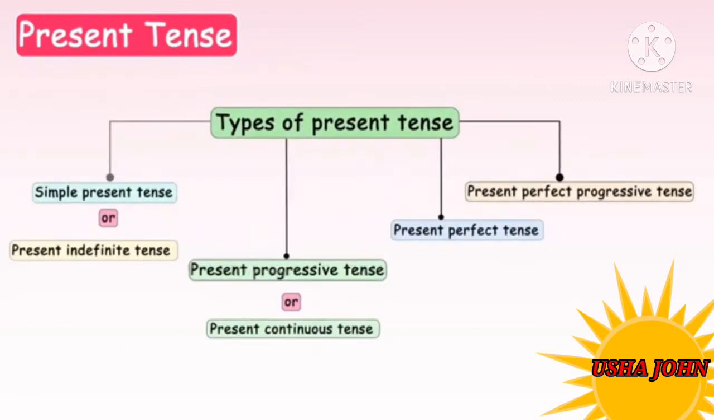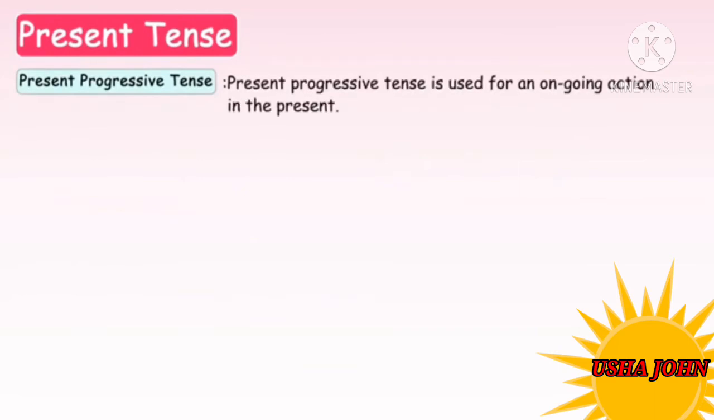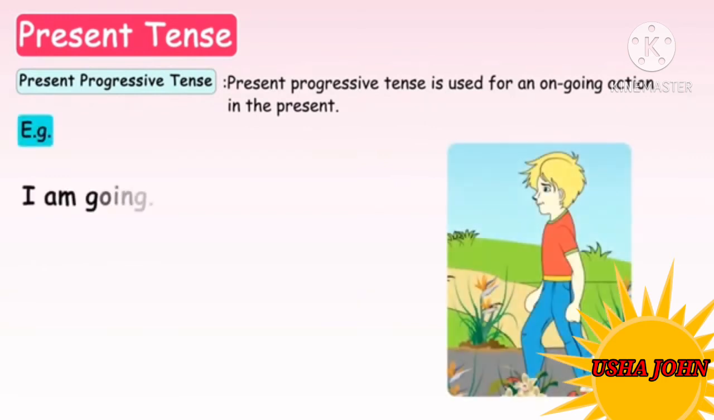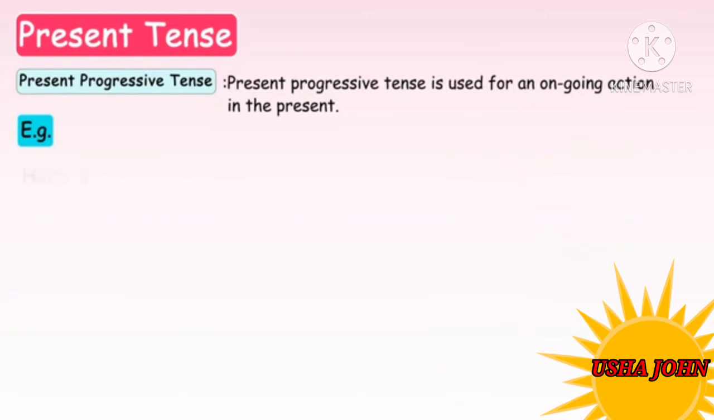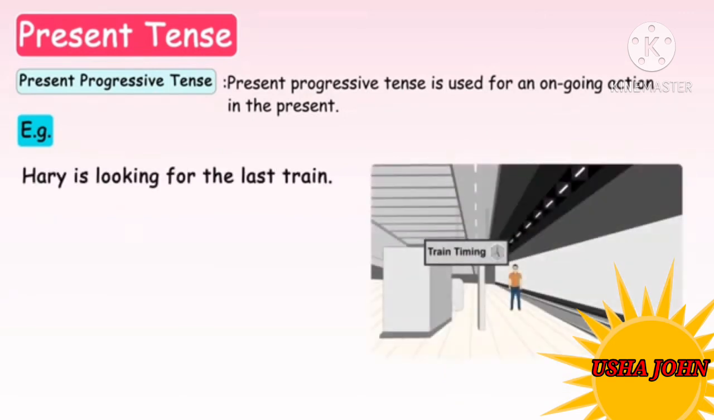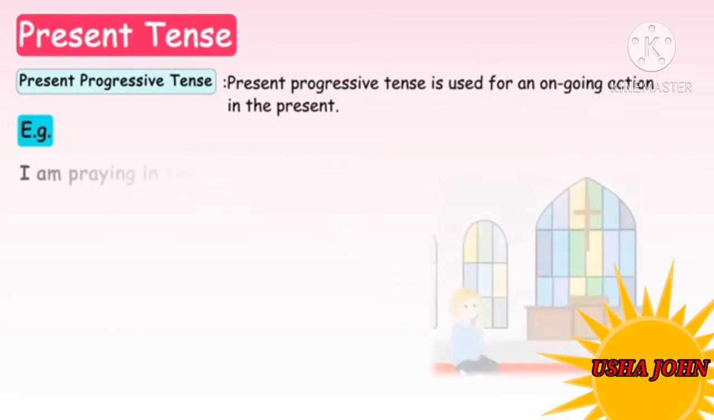Next, present progressive tense or present continuous tense. Present progressive tense is used for an ongoing action in the present. Continuous tense is used for ongoing actions. I am going. The action of going is still in progress. Then Harry is looking for the last train. Looking for. That is still going on.